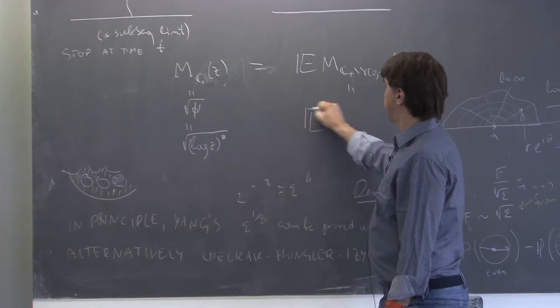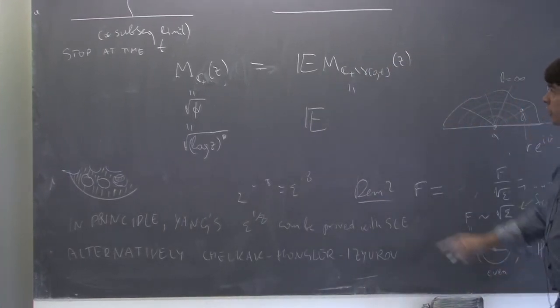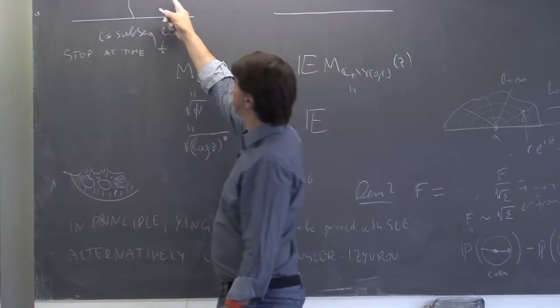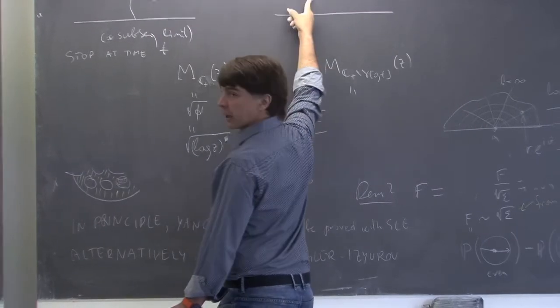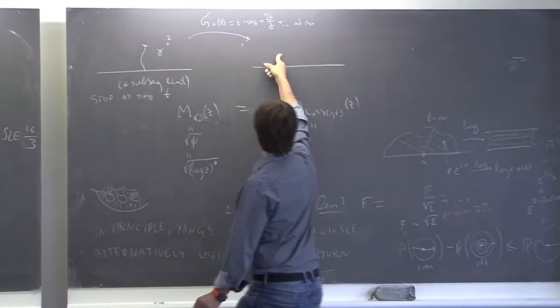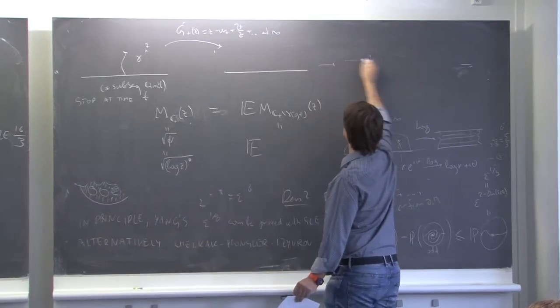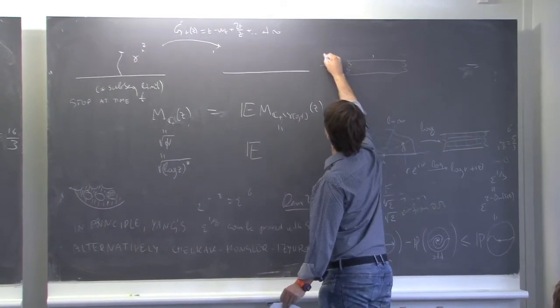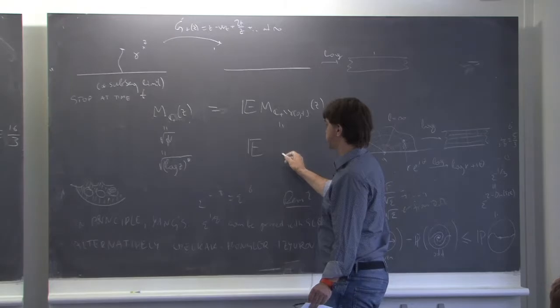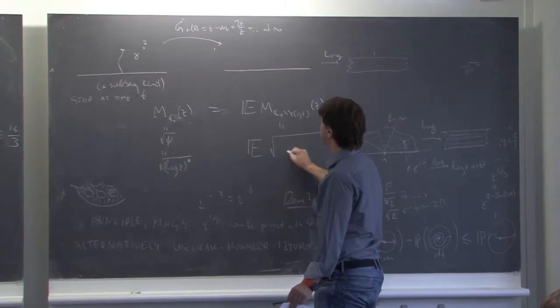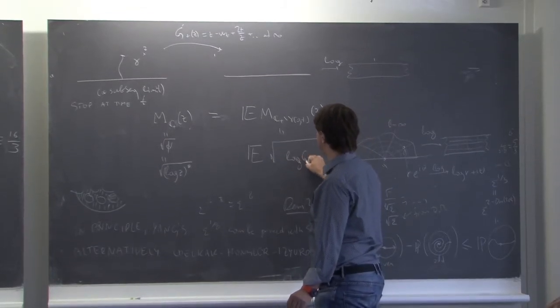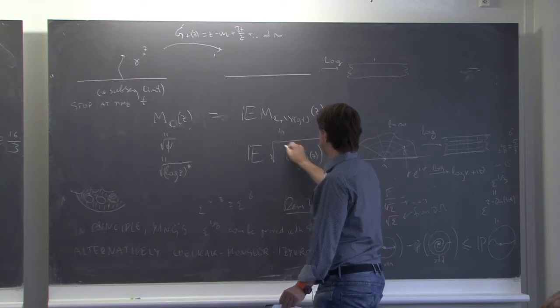And what we have here is an expectation, and now, for the martingale, we have to map our thing to the half plane and then map to a strip. So to a strip it's mapped by logarithm. So it's basically the expectation of square root of logarithm of gt of z prime.